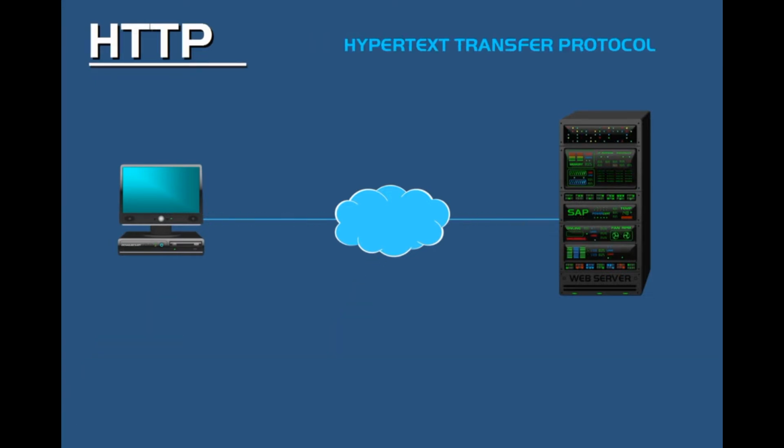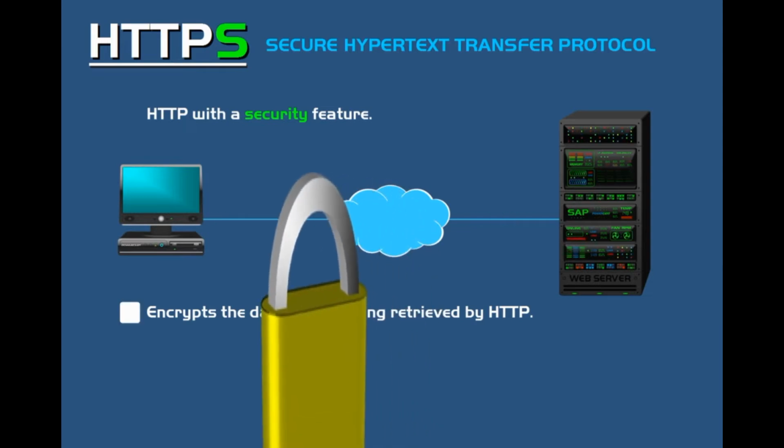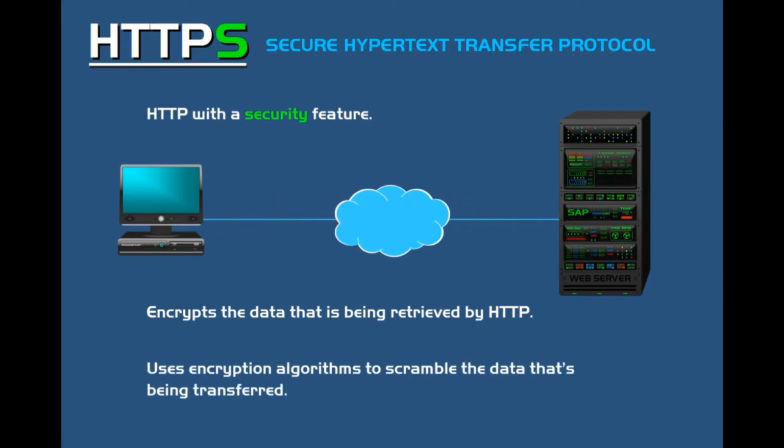And this is why HTTPS was developed. HTTPS stands for Secure Hypertext Transfer Protocol. And this is HTTP with a security feature. Secure HTTP encrypts the data that is being retrieved by HTTP. It ensures that all the data that's being transferred over the internet between computers and servers is secure by making the data impossible to read. And it does this by using encryption algorithms to scramble the data that's being transferred.